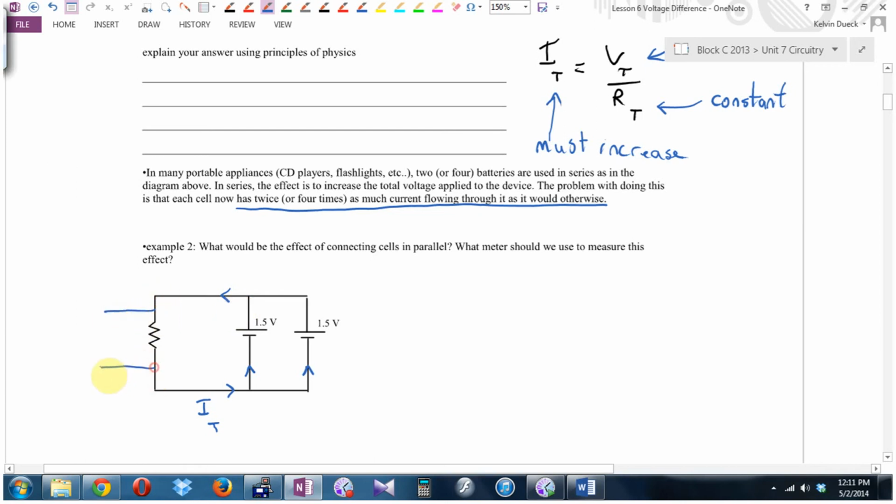We could put a voltmeter across the only resistor, because no matter what, we have to lose that voltage. That doesn't increase your voltage, but this has an advantage in that each battery is only supplying half as much current. And if each battery is only supplying half as much current, how long will each battery last? Twice as long.